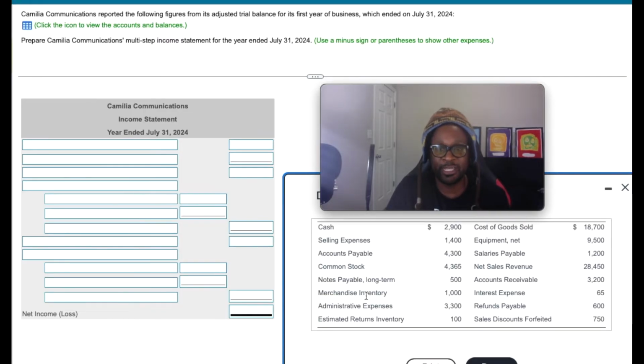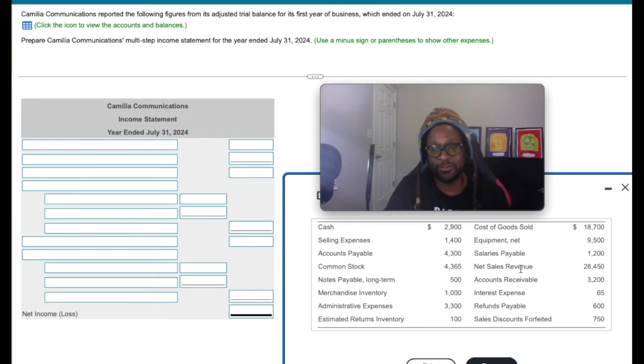Remember, gang, our current assets are those assets that are going to be converted into cash in less than a year operating cycle, as well as our current liabilities being those liabilities that we pay off within a year. Our administrative expenses are also considered operating expenses. Estimated returns on inventory is a current asset. Our cost of goods sold, one of the most important expenses, which will help us calculate gross profit on our income statement. Equipment is an asset, a long-term PP&E account. Salaries payable is a current liability.